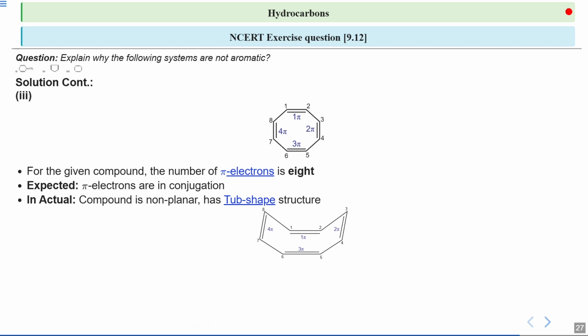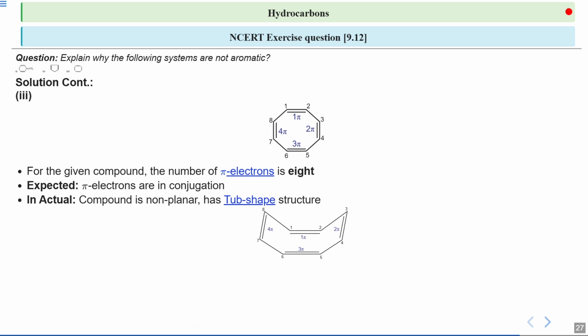Now, why is it forming a tub-shaped structure and not a planar one? Because if it were planar, then the first 3 criteria would be met for the given compound. But the 4th criterion won't be followed because the number of pi electrons is equal to 4n pi and not 4n plus 2 pi. Due to this, the compound can be anti-aromatic.